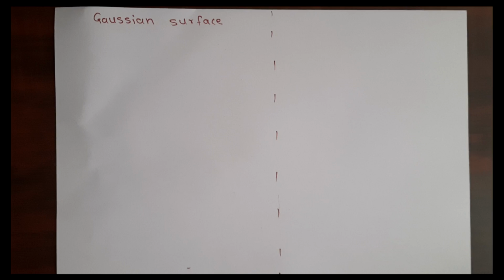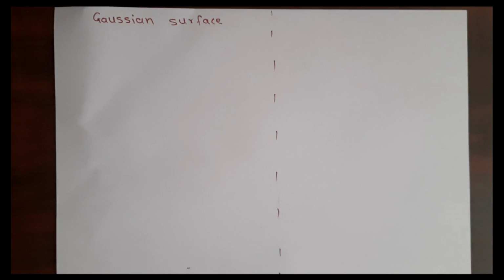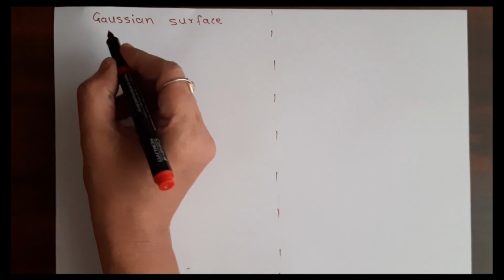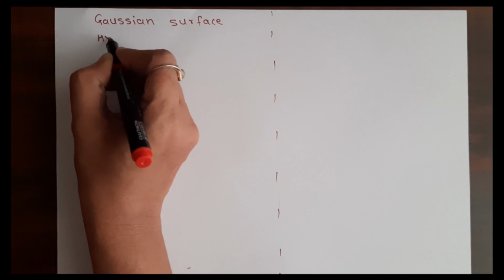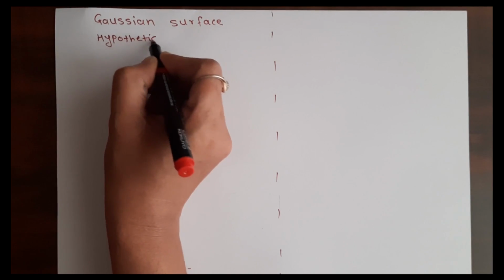Hello friends, today we will discuss what is Gaussian surface. Now by the Gauss theorem, the surface integral of electric field intensity over any closed hypothetical surface is equal to 1 upon epsilon naught times the net charge enclosed within the surface. So it is a hypothetical surface. Gaussian surface is a hypothetical surface.